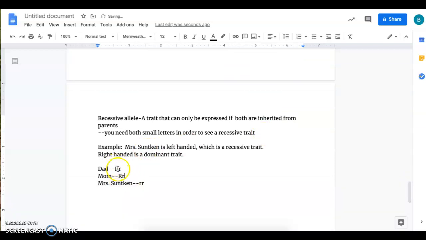So from my mom and my dad, I each got a little r from them. That made my allele combination little r, little r. So that is why I am left-handed. So I have a recessive trait. So this is homozygous because they're the same, recessive, and these ones are heterozygous because they have different allele combinations. They have a big R and a little r. All right, so those are your vocab for Friday.